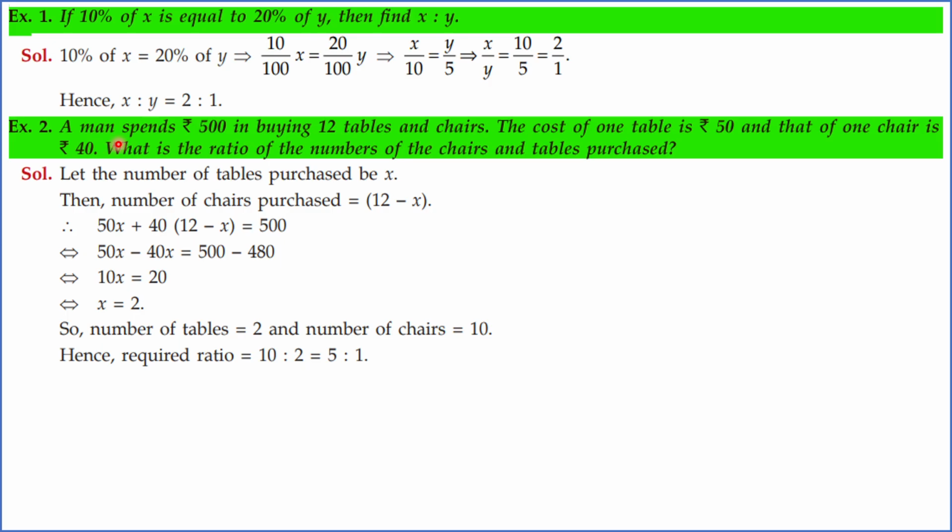A man spends rupees 500 in buying 12 tables and chairs. The cost of one table is rupees 50 and that of one chair is rupees 40. What is the ratio of the numbers of the chairs and the tables purchased? If the number of tables purchased be x, then the number of chairs purchased equals 12 minus x.